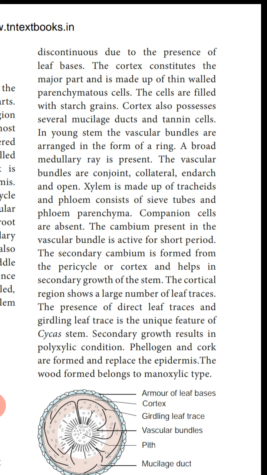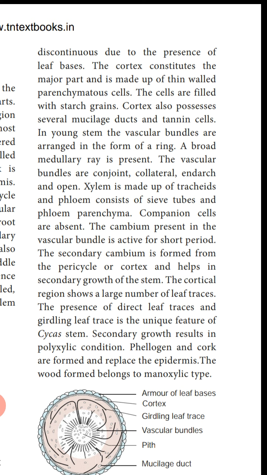Next, below the epidermis there is a continuous mass of cortex made up of parenchyma cells, and they contain starch grains. Cortex also presents several mucilage ducts and tannin cells. So here in the cortex region of the stem you can find mucilage ducts, mucilage cells, and tannin secreting cells are also present.